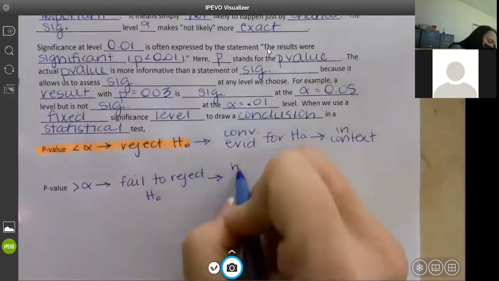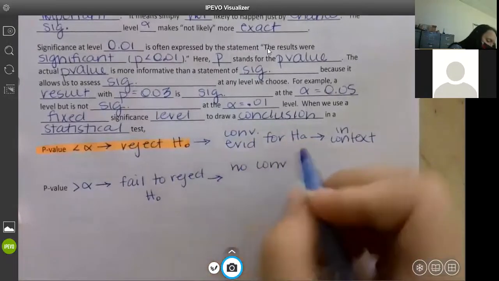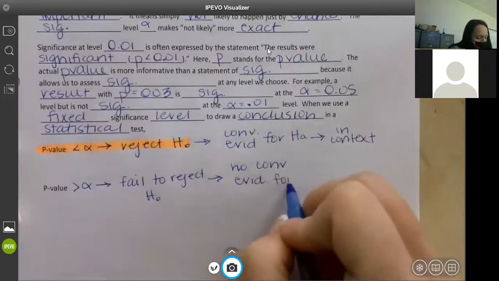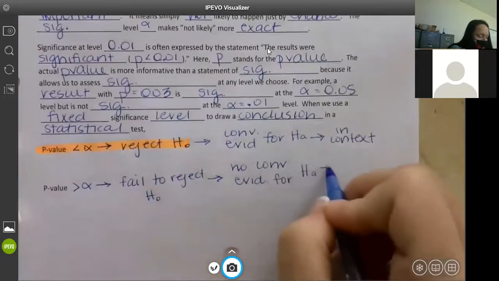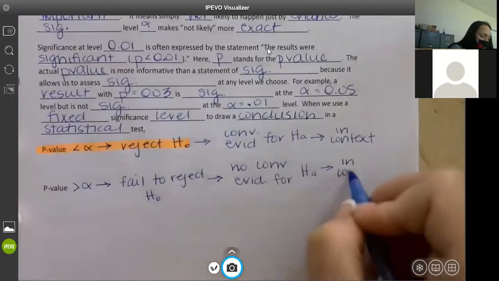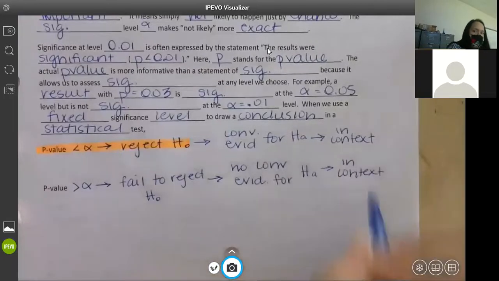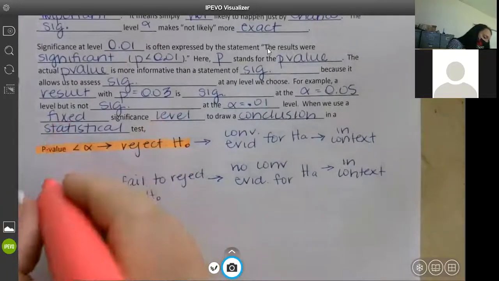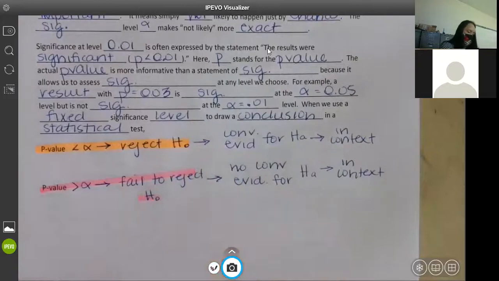So there is not convincing evidence for the alternative in context. And that's exactly how you're going to say your answers or your conclusions. So if it's greater than alpha, fail to reject H sub O. You need to know that.